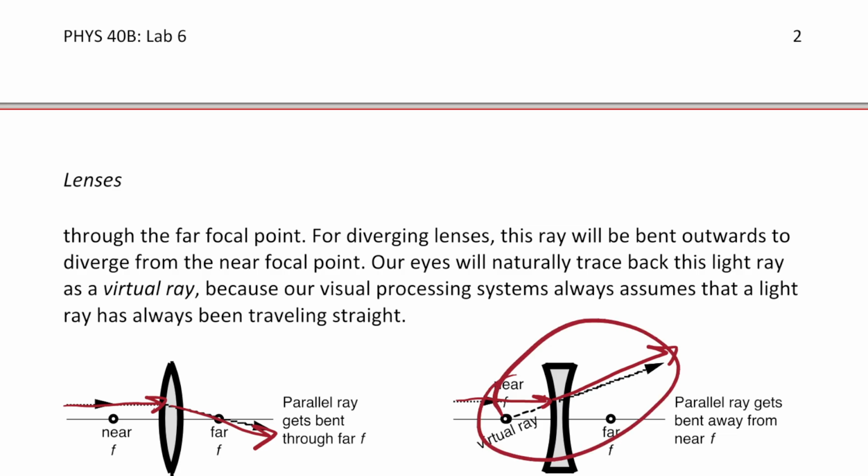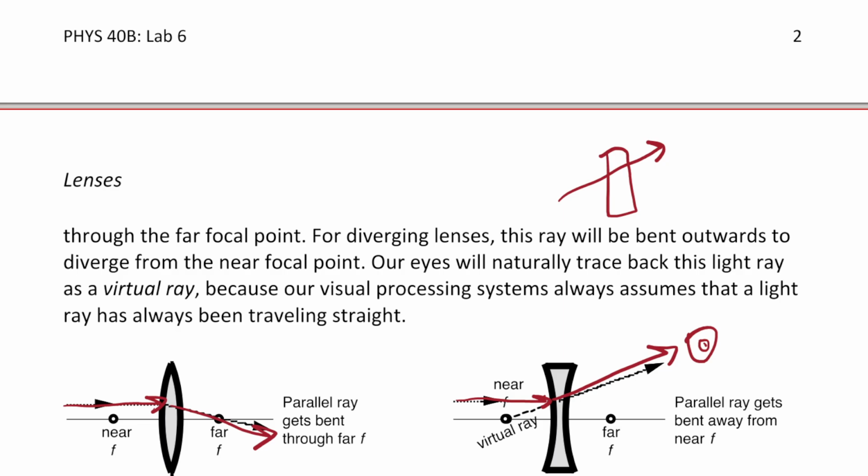Then we get something called a virtual ray. If you were to put your eye here, it looks like there was something flat here, and the ray just passed through it. To your eye, that's what it looks like. They call it a virtual ray because this isn't the actual ray of light that existed, but that's what your eye perceives it as.